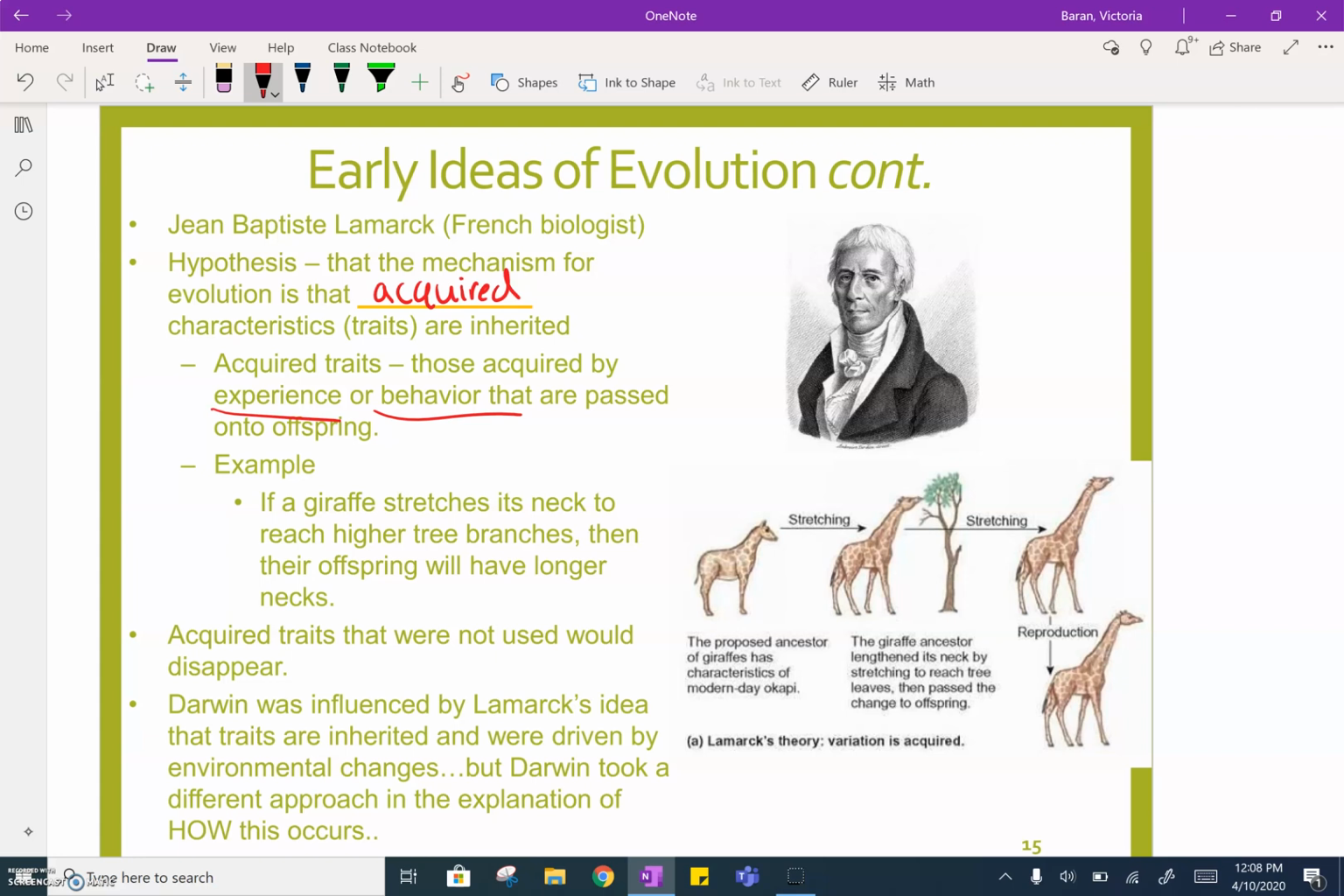Now, let's just think about this for a second. This is very similar to saying, let's say I am someone who practices being very flexible and I'm a gymnast and I can do the splits. That would be saying, though, if I have children, that my children will be able to do that, which we know is not true. So his ideas were ultimately rejected.